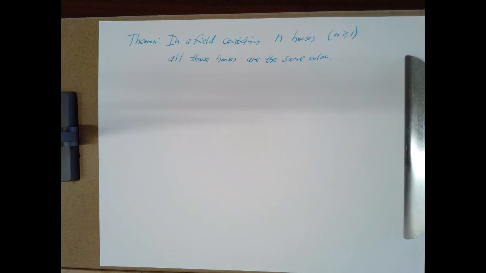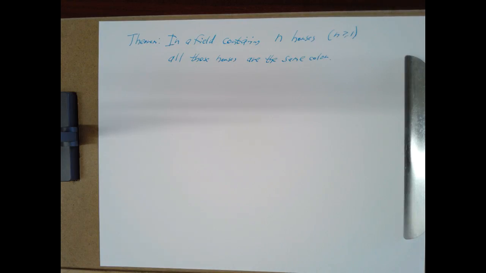And we're going to prove this using mathematical induction. And that should bother you because not all horses are the same color. There's brown horses, there's white horses, there's black horses, there's striped horses called zebras, and there's purple horses called unicorns. So we should not be able to prove this theorem, but we're going to prove it using mathematical induction.